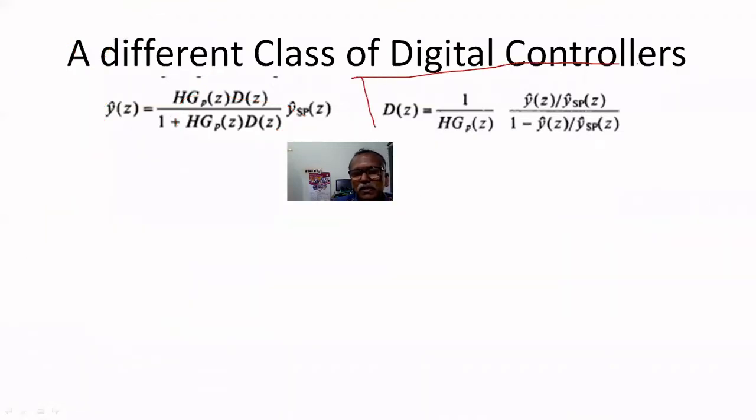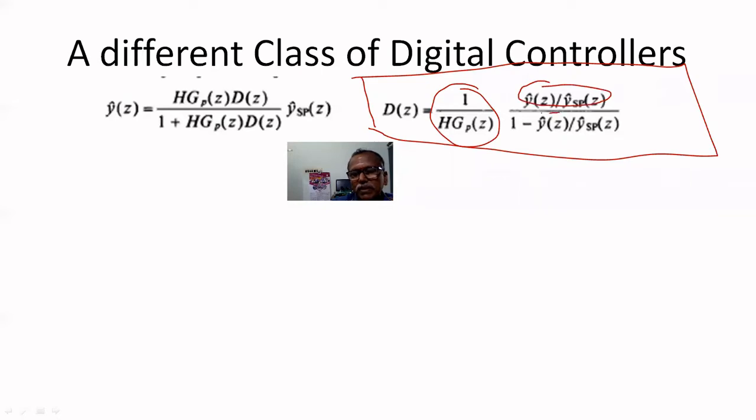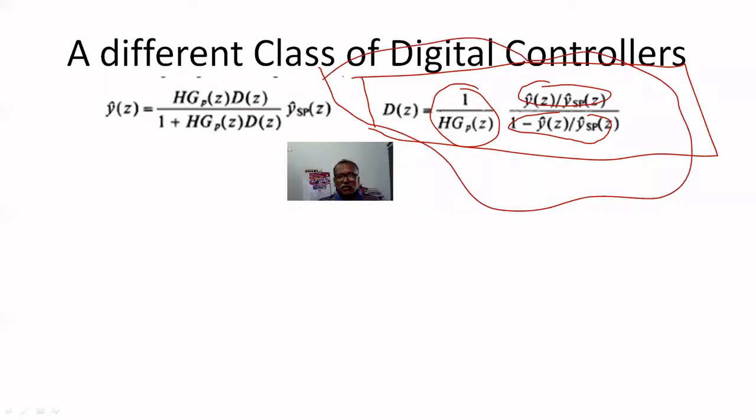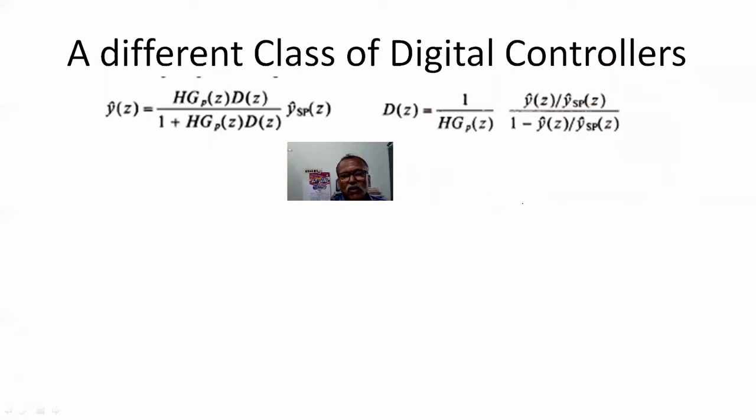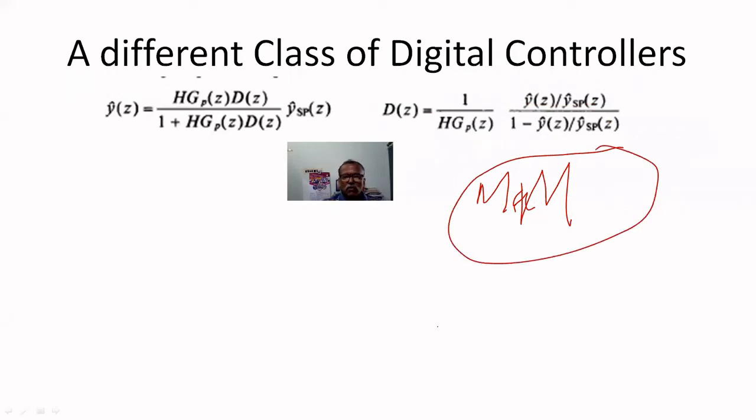So what is D(z)? D(z) equals 1 by HGP(z), times Y(z) by Y set point of z divided by 1 minus Y(z) by Y set point of z. Whatever may be the controller, this is the digital controller output. Whenever you want to design a controller, you need the mathematical model. Mathematical model of the process is required. Without knowing the mathematical model of the process, it's not possible to design the controller.